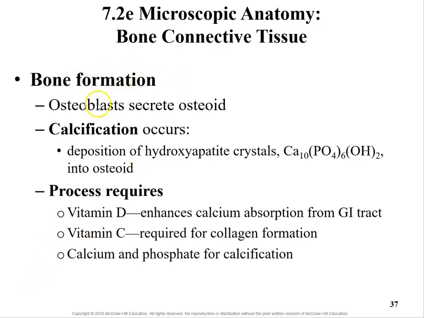Okay, so bone formation, we said osteoblasts secrete osteoid. That osteoid then gets calcified by hydroxyapatite crystals. This process is going to require vitamin D, which enhances calcium absorption from the GI tract, vitamin C, which is a cofactor required for collagen formation, and of course calcium and phosphate for the actual calcification.